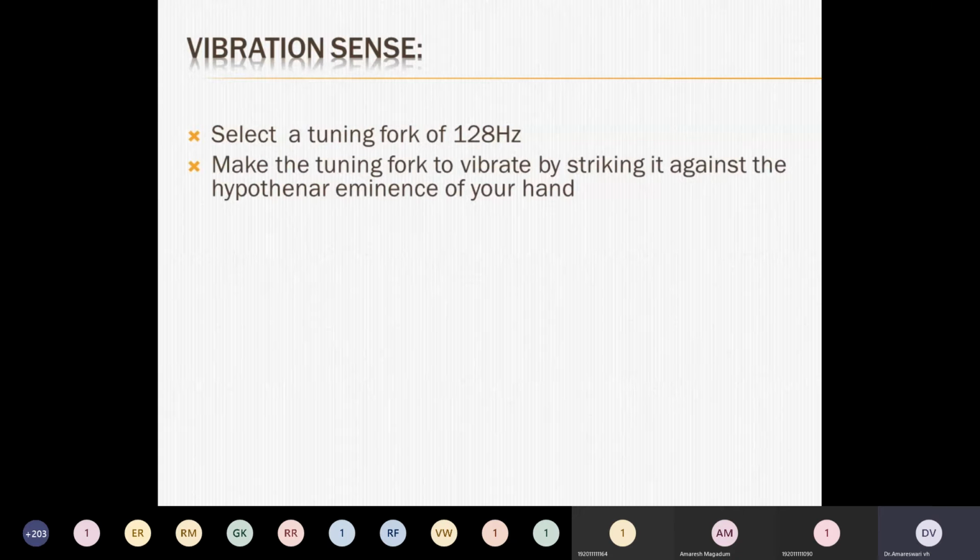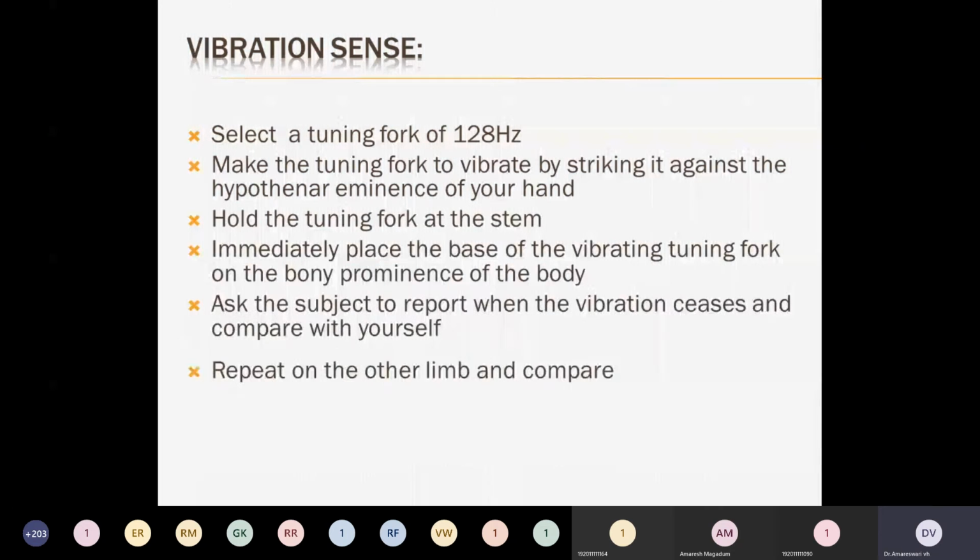There are several tuning forks. One is 128 Hz. You have 256 and 512 Hz. Those higher ones, 256 and 512, we use for audition, hearing. For vibration sense, the lower the frequency, the vibrations and the feeling will be better. So for this test, we are going to use a tuning fork of 128 Hz. Now what you have to do, I'll show the diagram. This is the tuning fork. First I'll show the diagram.